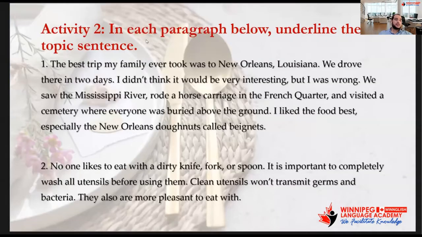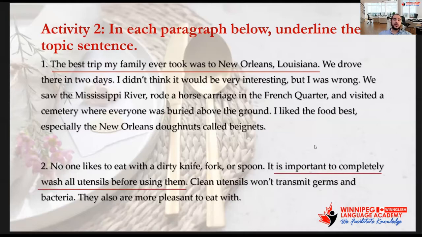We also did the activity of finding where the topic sentence is in these paragraphs. Here, "The best trip my family ever took was to New Orleans, Louisiana." This is my topic sentence. How can I know? Because everything that comes after this topic sentence is related to it. So it's a kind of explanation, discussion, or examples for this topic.